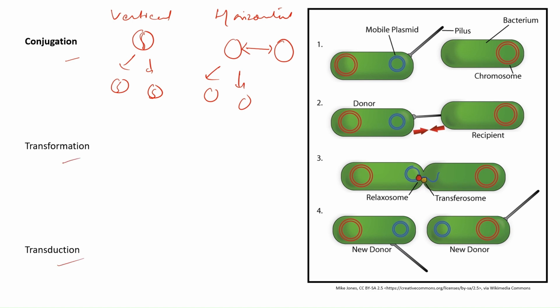So what is conjugation? As you can see in the diagram, one cell will act as a donor cell and another cell will act as a recipient cell. Which cell will act as a donor cell? The cell which has the F plasmid. Here you can see this F plasmid is present, whereas in the recipient cell, no such plasmid is present.